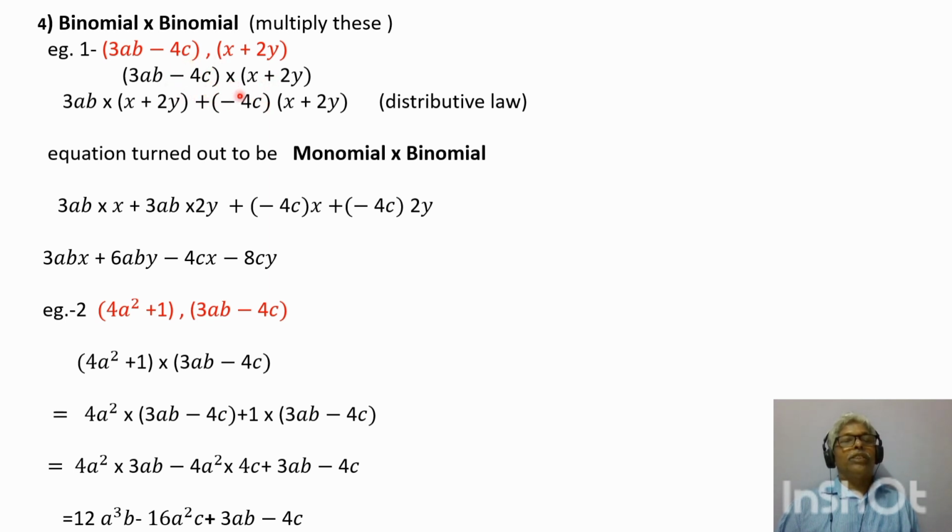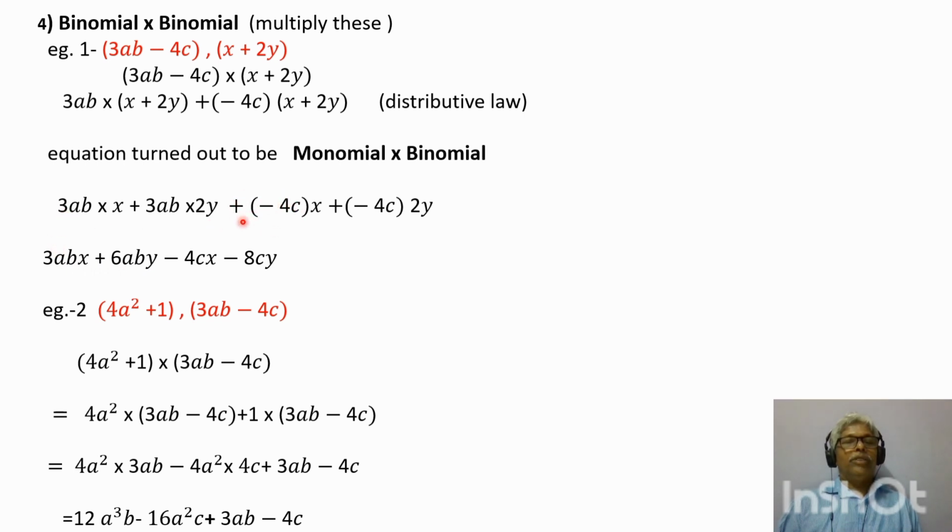minus 4c is the second term. Remember this, carry with sign, into x plus 2y. Now we have done this by distributive law. Now this has turned into a monomial into binomial. Very simple. So this is 3ab into x plus 3ab into 2y plus, carry out with minus sign, minus 4c into x plus minus 4c into 2y. Now solve.